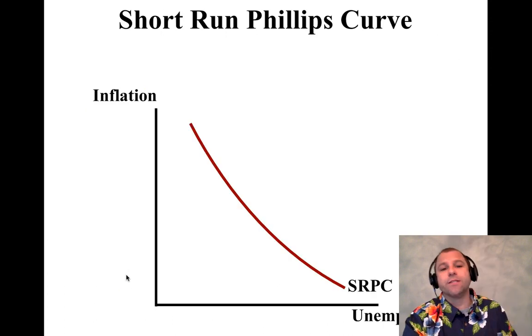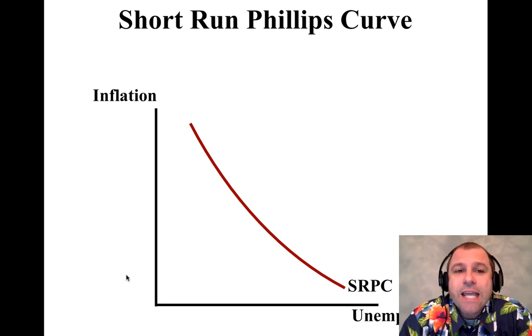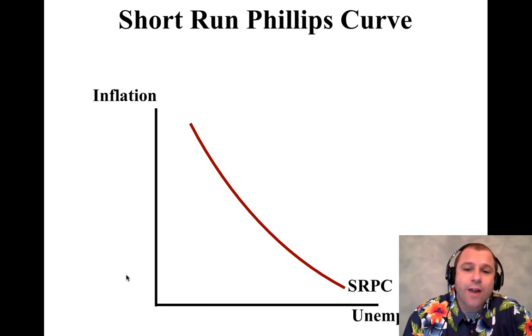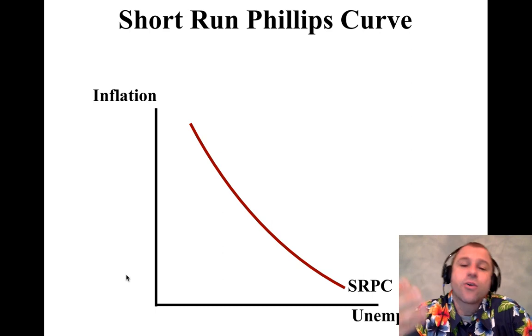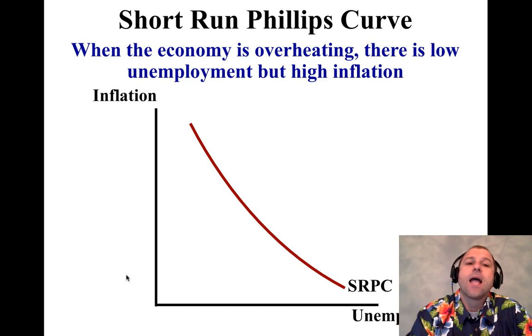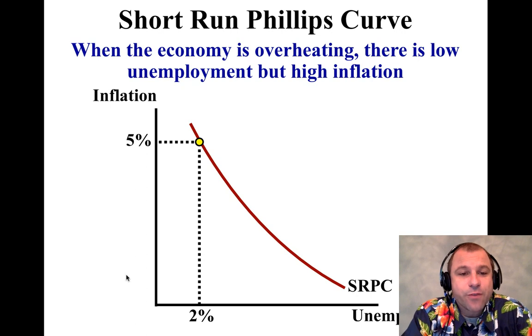So here's what it is. It's a very simple graph, inflation on the Y, unemployment on the X. It is a new graph, though. We haven't graphed anything like this. So you have a downward sloping short run Phillips curve line. You can also just label it PC. And when you want to graph things, you just put numbers. So you have inflation percentages and you have unemployment percentages.